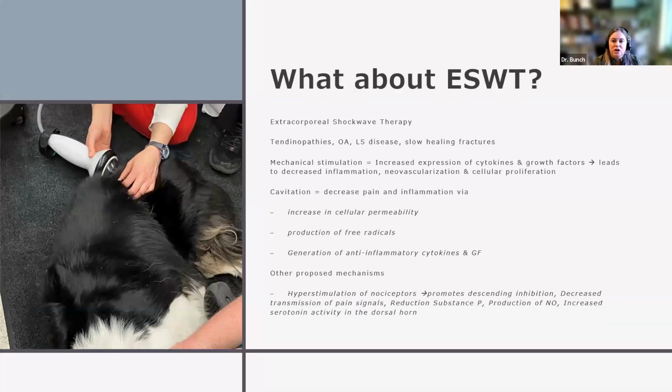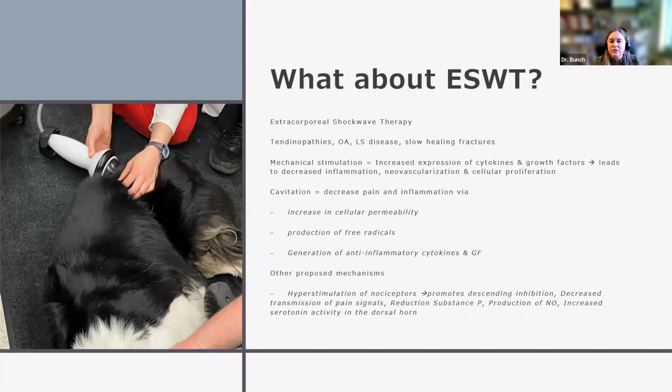And then what about shockwave? So last of our modalities that I was going to talk about here. What do we think about shockwave for the cervical spine? So extracorporeal shockwave therapy, most commonly, we're using this for tendinopathies, arthritis, lumbosacral disease, slow healing fractures. So those are kind of my main ones. There's other things, but that's the big one.